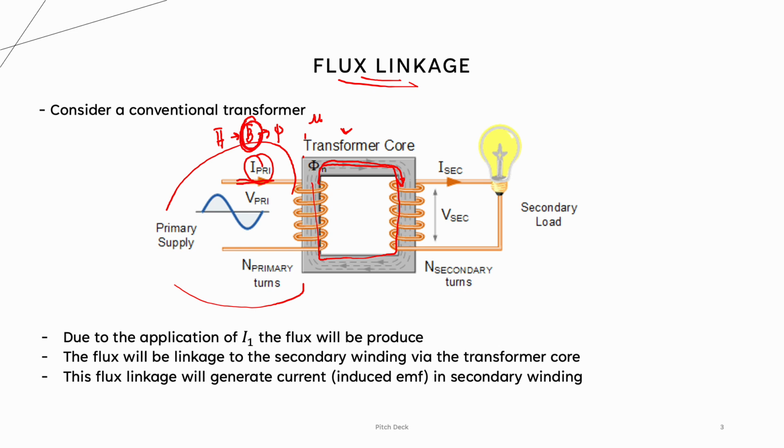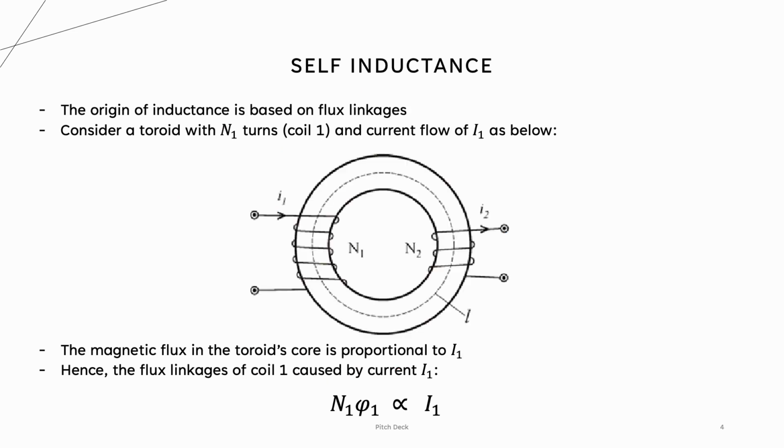So due to the application of I1, the flux will be produced. As I mentioned, it will generate H. From H, it will generate B, and from B, it will generate the flux. The flux will be linked to the secondary winding via the transformer core, and this flux linkage will generate a current at the secondary winding, where this current is called the induced EMF current.